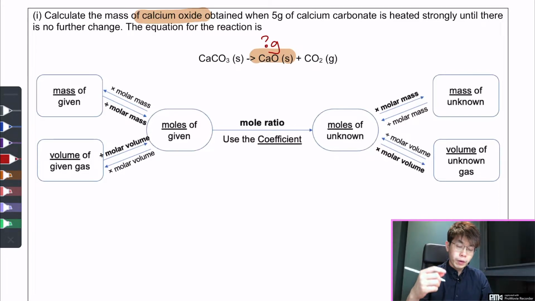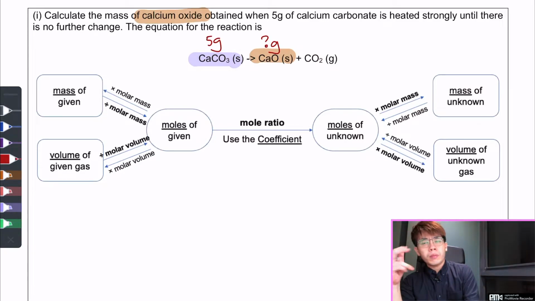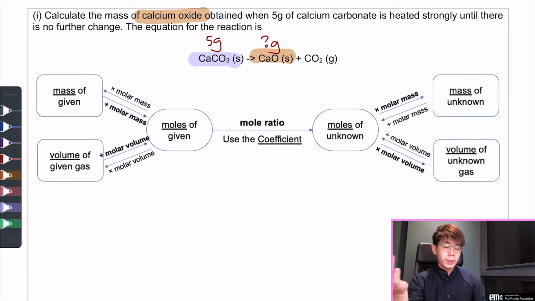Obtain when 5 grams of calcium carbonate. So I have calcium carbonate. Let me highlight it in another color for you. This is calcium carbonate, and I'm told there's 5 grams. It's heated strongly until there's no further change. So I need to find out how much calcium oxide is actually formed.